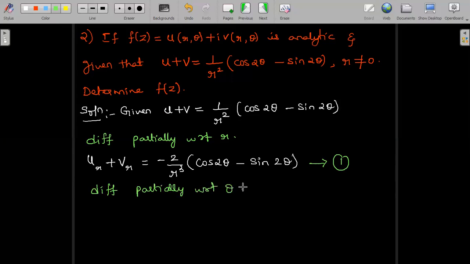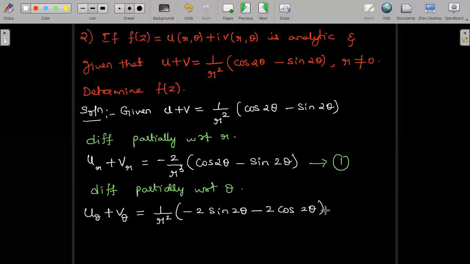Theta is the variable, no? With respect to theta, let us differentiate. So we obtain u theta plus v theta is equal to, keeping 1 by r square as it is, let us differentiate cos 2 theta, which is minus 2 sin 2 theta, and minus as it is, differentiation of sin 2 theta is 2 into cos 2 theta.